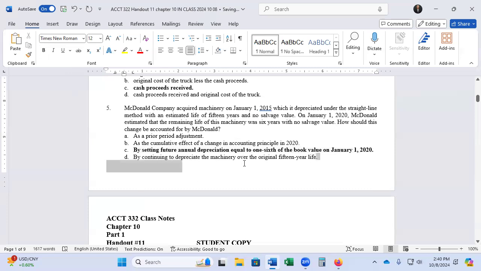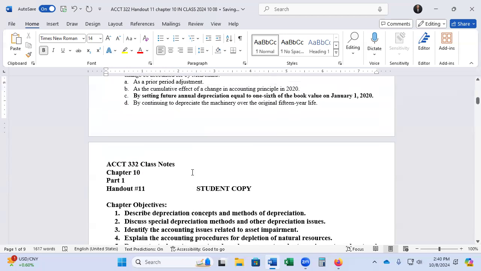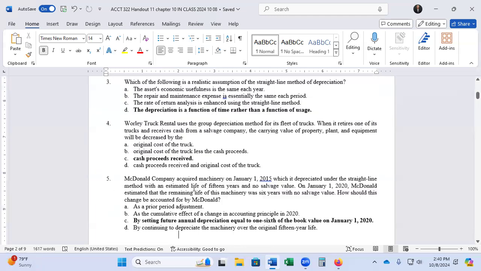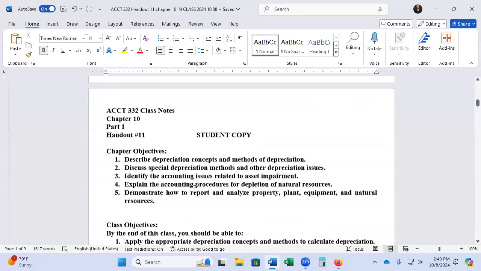And this would be incorrect by continuing to depreciate the machinery over the original 15-year life, right? And I think the assumption there is that some things will be small changes. And so rather than going back and reporting it retroactively, you just go forward with the small changes. Any questions on the preliminary questions? Okay.